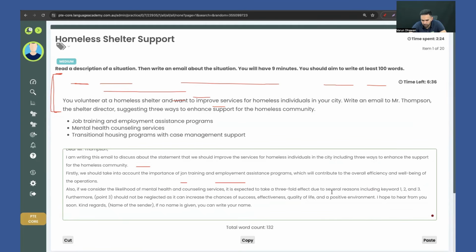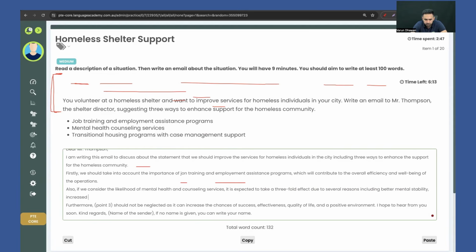It is expected to take a threefold effect due to several reasons, including 3 keywords. Now, 3 keywords should be related to the topic. Topic means mental health over here, second point. What are the keywords related with mental health counseling services? Including better mental stability, increased happiness, and better health. Or you can write better physical health as well.